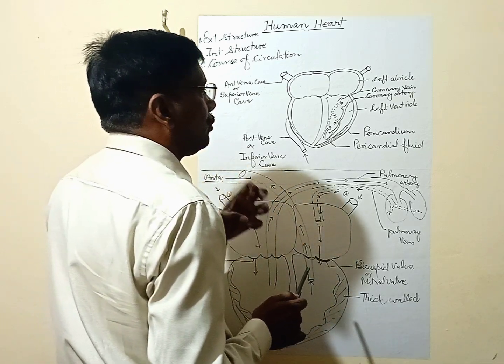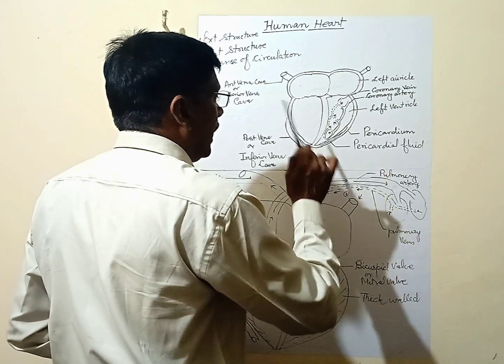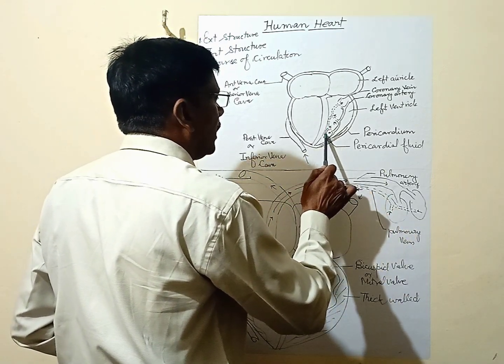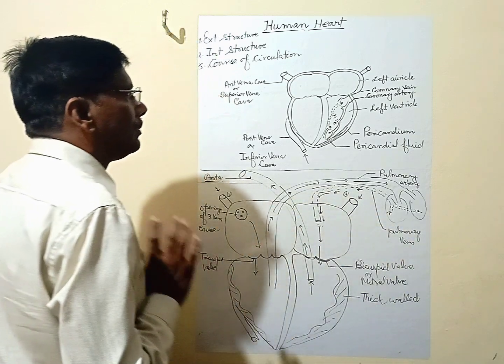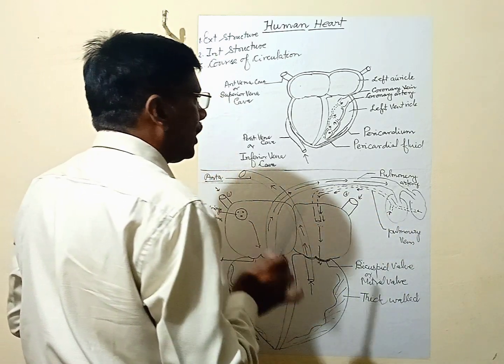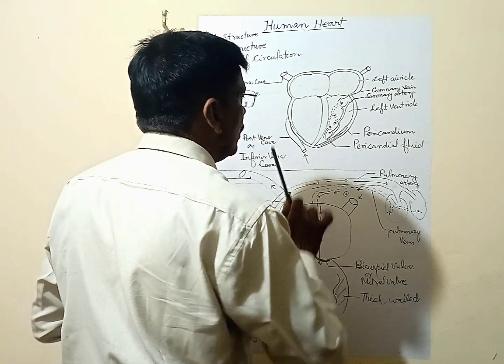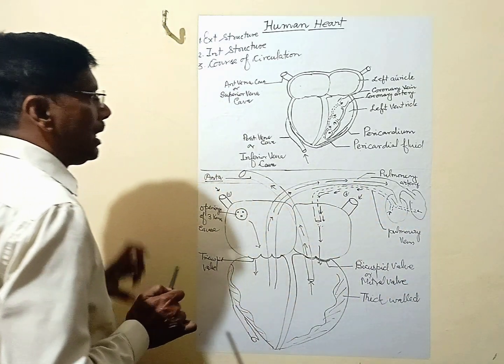Then CO2 is produced, I mean deoxygenated blood. That blood is collected by a structure known as the coronary vein. I hope it is clear. This question is asked in competitive exams and also in ICSE. It's a very important question: what is the coronary artery? What is the coronary vein?